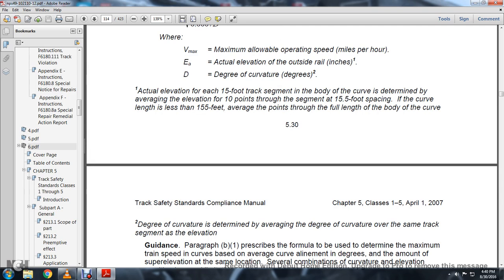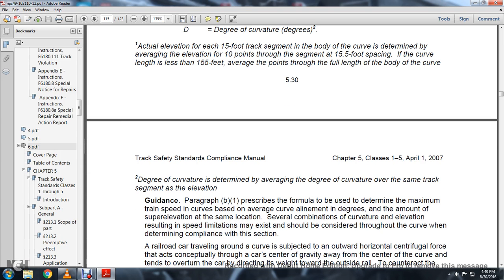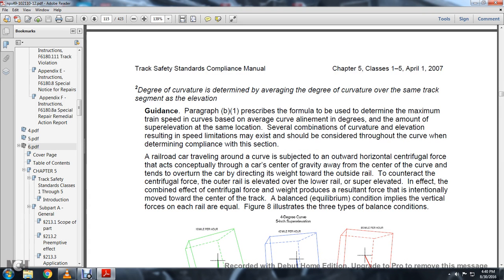The actual elevation of a 15-foot track segment in the body of the curve is determined by the average elevation of 10 points throughout the segment at 15.5-foot spacing. If the curve is less than 155 feet long, average the points over the full length of the body of the curve. The degree of the curve is determined by averaging the degree of the curve over the same track segment as the elevation.